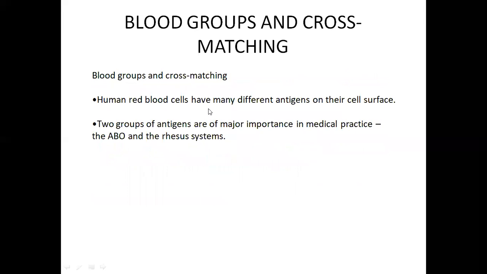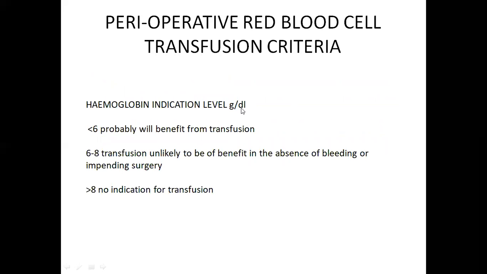Blood group and cross matching is very much important. 2 groups of antigens are of major importance, ABO and the rhesus system. Then is perioperative RBC transfusion criteria. We should check for hemoglobin indication level. Less than 6 probably will benefit from transfusion. 6 to 8, transfusion unlikely to be of benefit in the absence of bleeding or impending surgeries. Greater than 8 gram per dL indicates no transfusion.